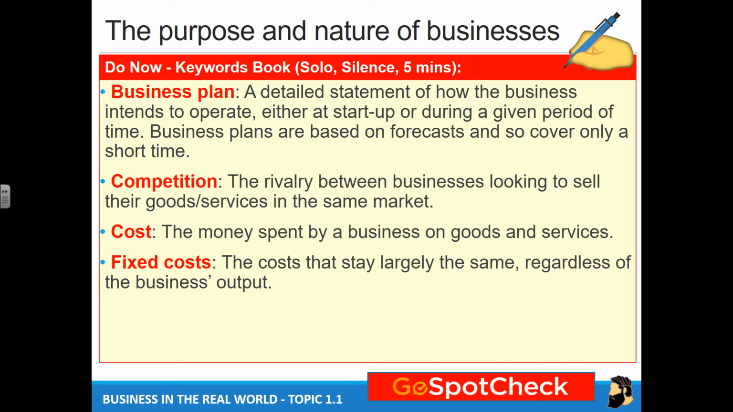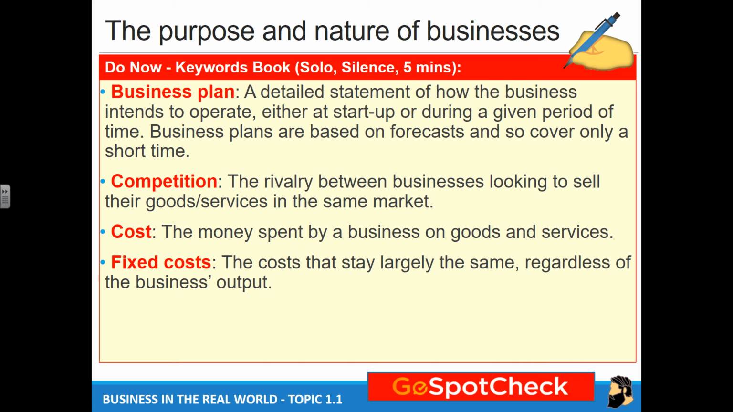But before we go on to looking at the potential answers for those questions, in your keywords book, please copy out the following 4 words. I'm going to go through each one very, very quickly, and at the end of which, pause the video if you need to get them in, and of course if you're ready you can just continue with the next slide.